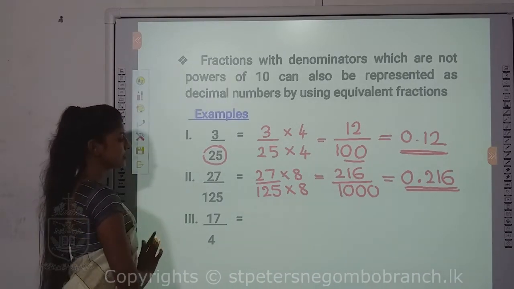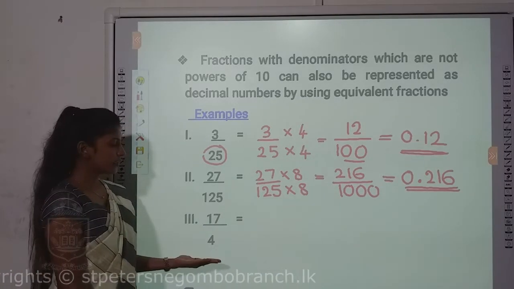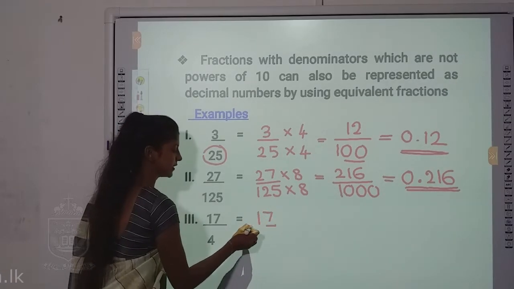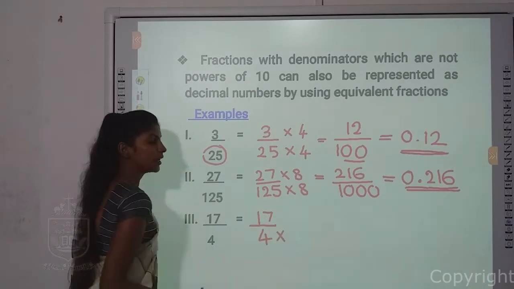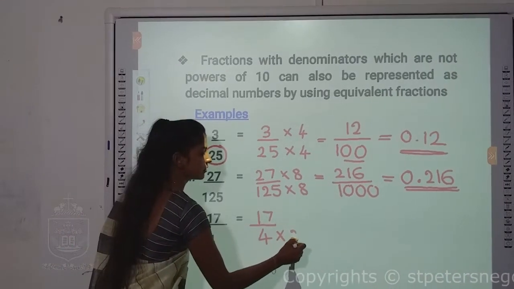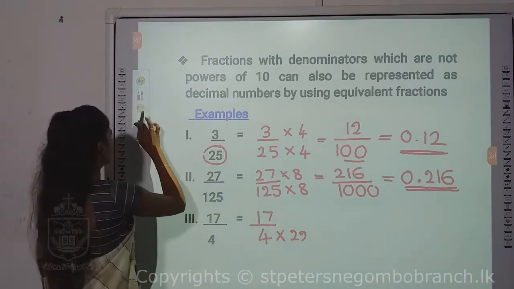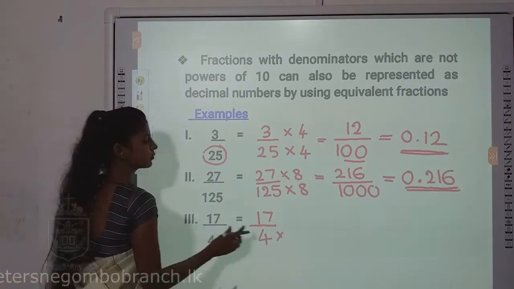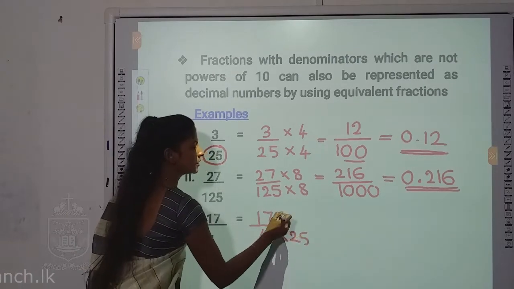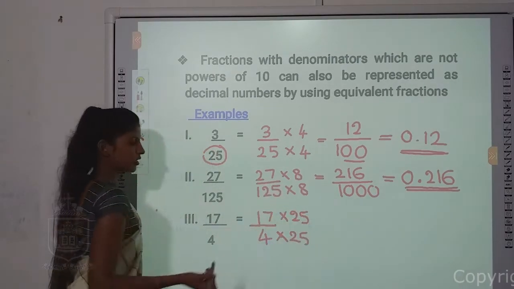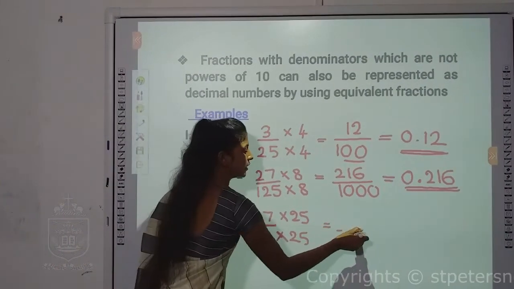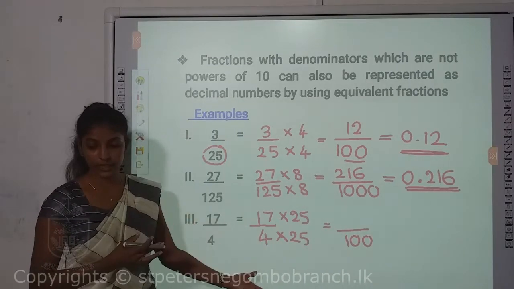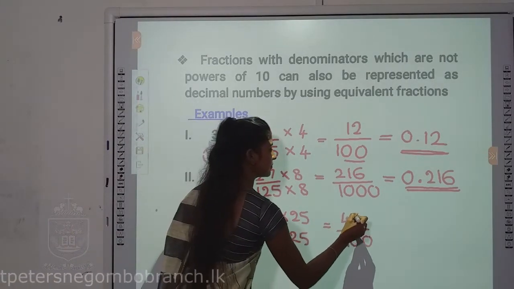That is 17 over 4. So we know that we can make 100 from 4. What is the number that you are going to multiply? 4 can be multiplied by 25, and the numerator also by 25. So when you multiply by 25, in the denominator you will have 100, and in the numerator you will have 425 as the answer.